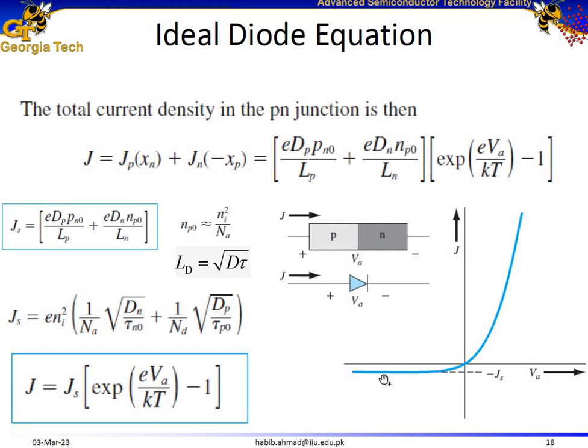And reverse saturation current density is the current density under reverse bias voltage because of the diffusion of minority carriers in these regions. So the total current density is equal to the reverse saturation current density times the exponential factor minus 1.